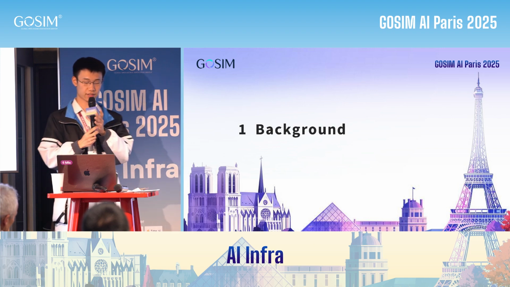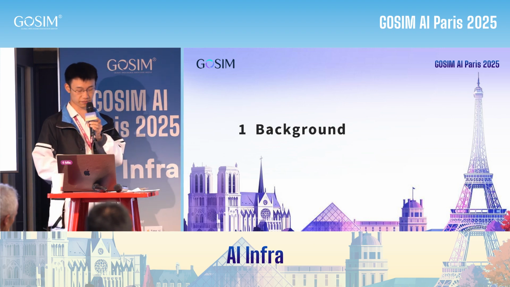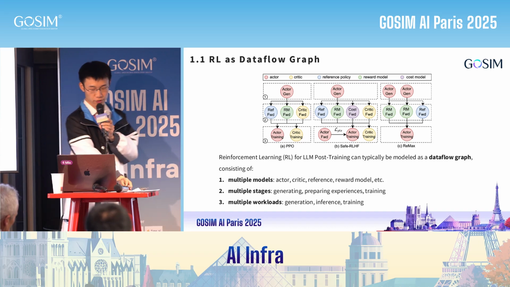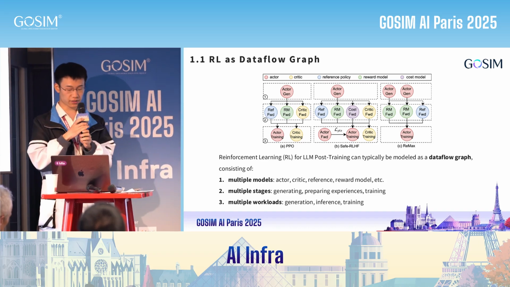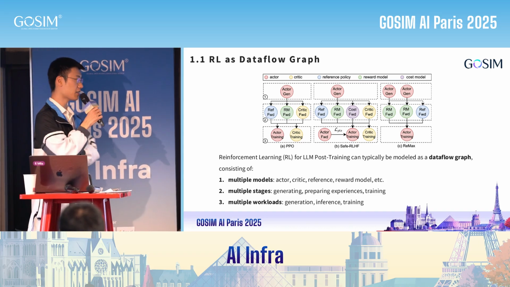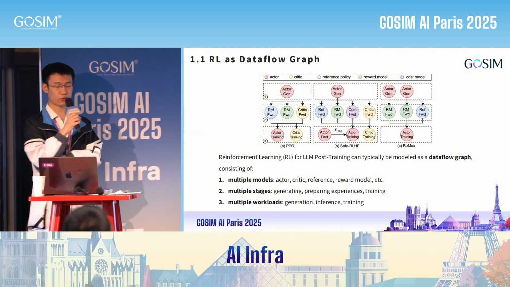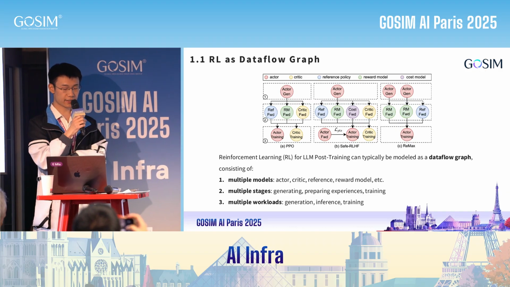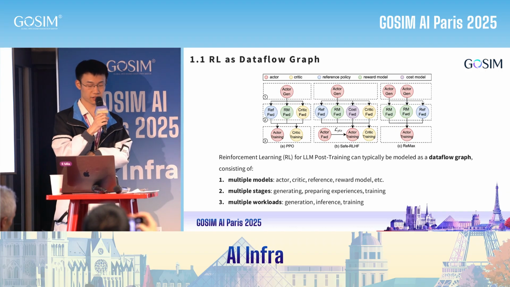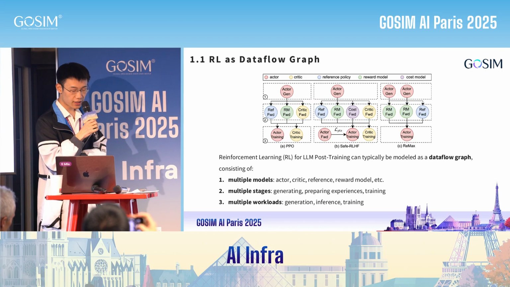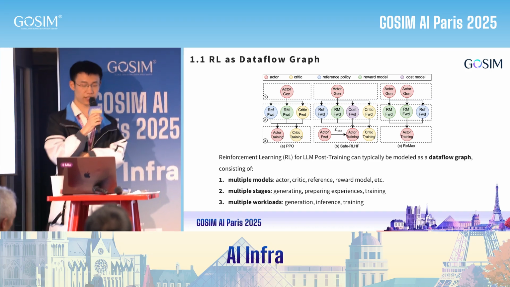Firstly, let's start the first section. We will review the reinforcement learning algorithms in the field of large language models. The earliest method can be traced back to OpenAI's proximal policy optimization (PPO) algorithm. It is an actor-critic network.